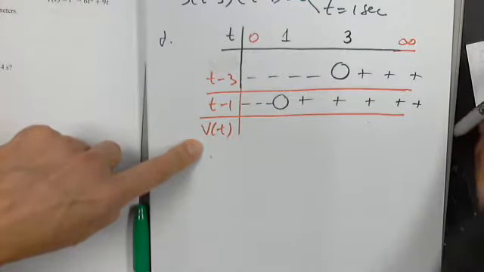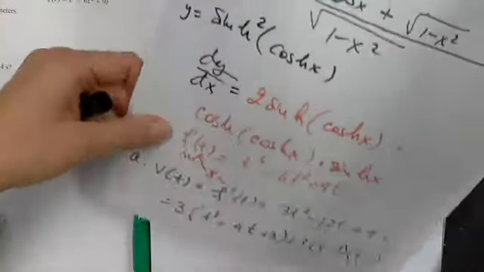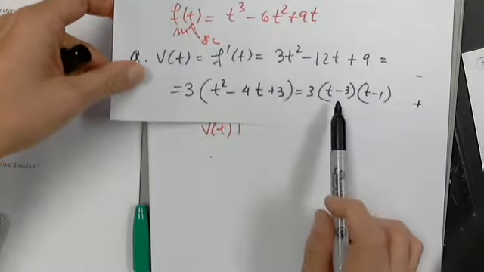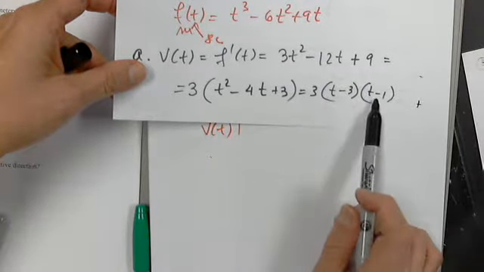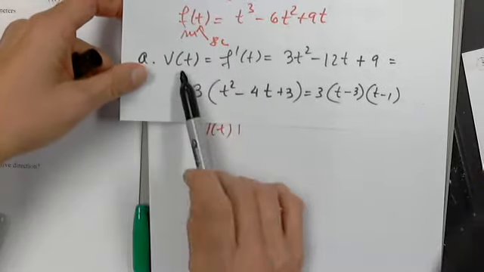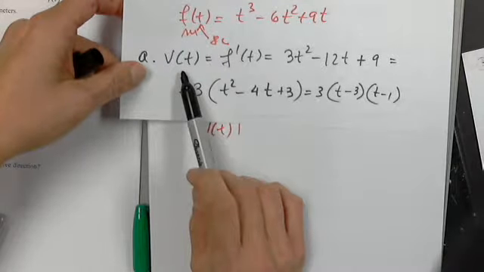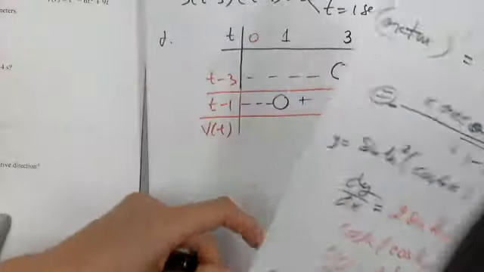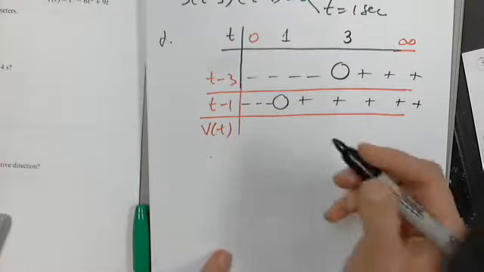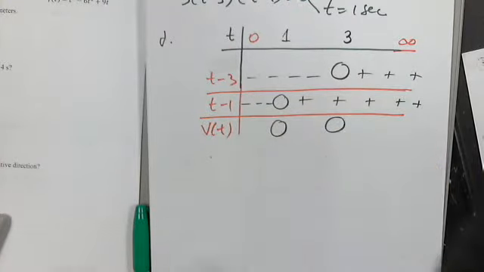Hold on. So when either of these two factors is zero, what will the velocity be? Yes, we already determined that at 3 and 1, the velocity must be zero. We already had that. Good.